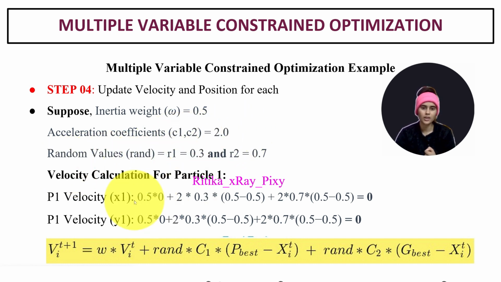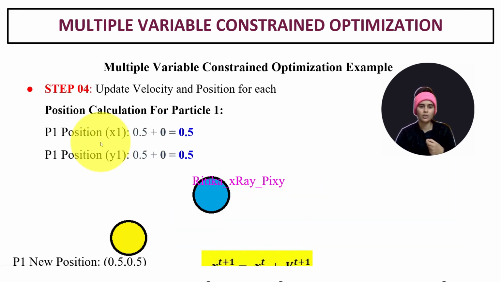Then the random values we need, as you can see in the equation, are rand. We have two random values, R1 and R2: R1 is 0.3 and R2 is 0.7. Calculate the velocity for the first particle. Here we have multiple variables, so we will calculate for both x1 and y1. Put the values in: w is 0.5, the initial velocity of the particle is 0, then we have 2 times r1, which is 0.3. Put all the values in and we get the velocity for the first particle, 0. Now update the particle position. It is the same, so the first particle position is still the same, there is no change.